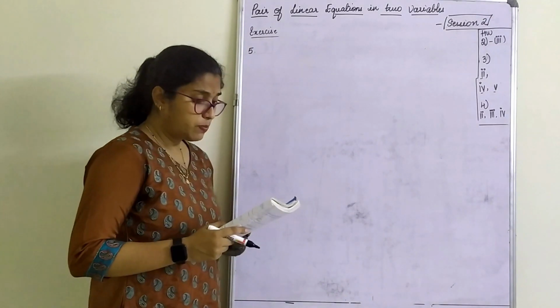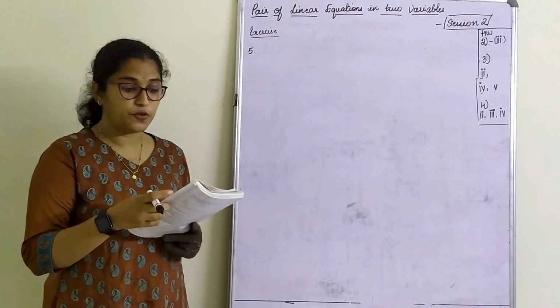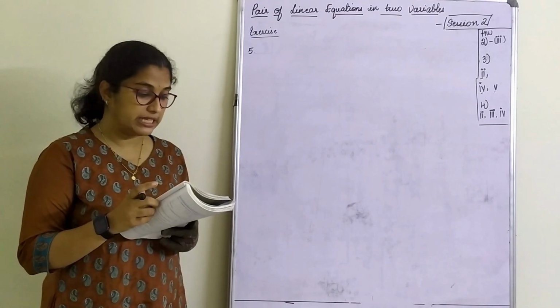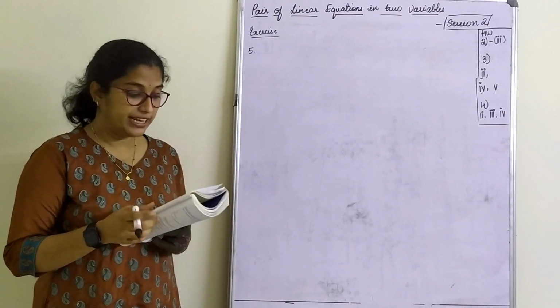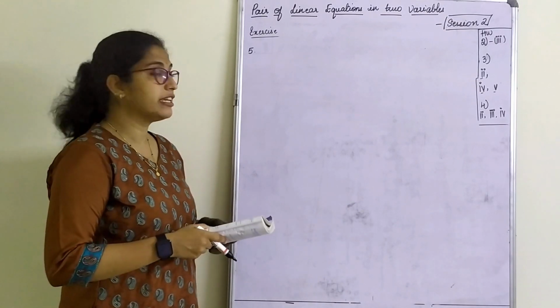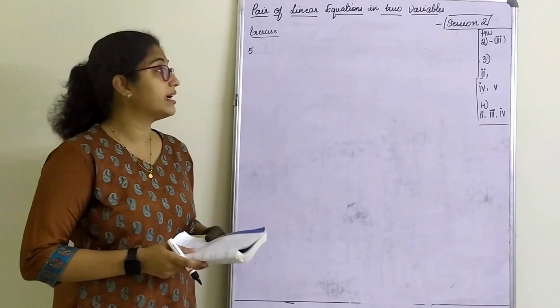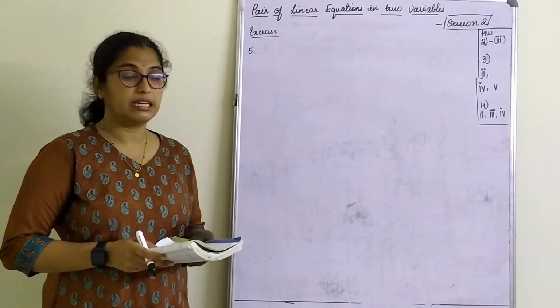Fifth one, half the perimeter of a rectangular garden whose length is 4 meter more than its width is 36 meter. Find the dimensions of the garden. They have not mentioned graphically here, but it comes under the same thing, so it is understood that it has to be represented graphically.